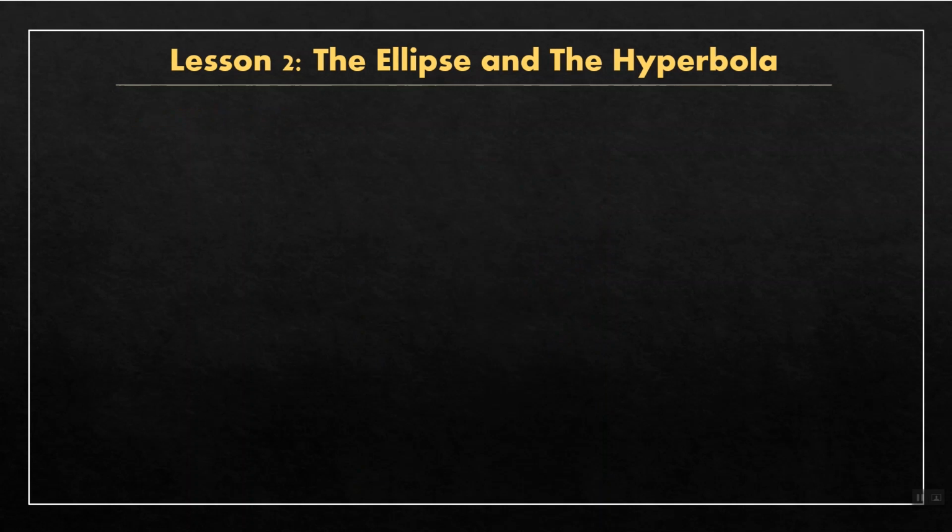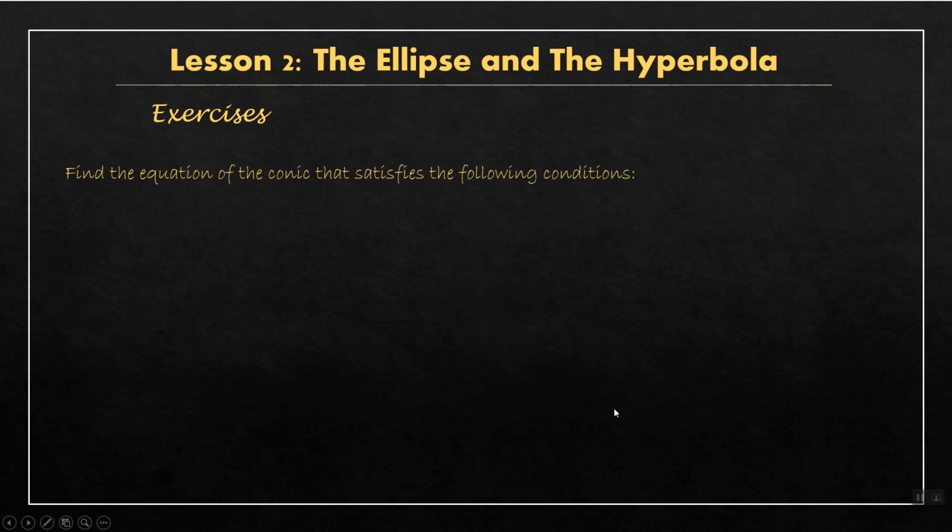So now I'm going to start with some exercises regarding this lesson. So we will see some exercises regarding ellipses and some exercises regarding hyperbolas. Okay, so the first exercise says the following. Find the equation of the conic that satisfies the following conditions.